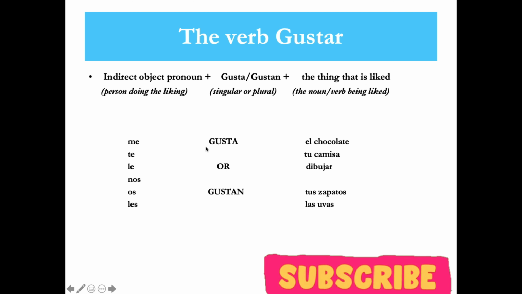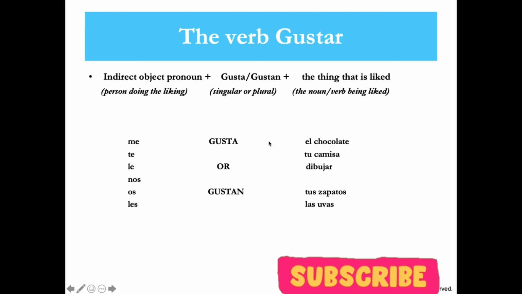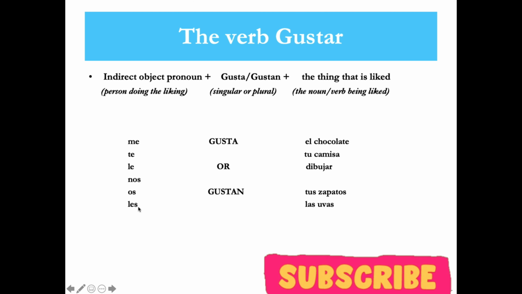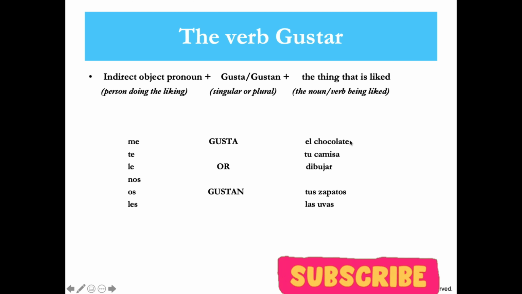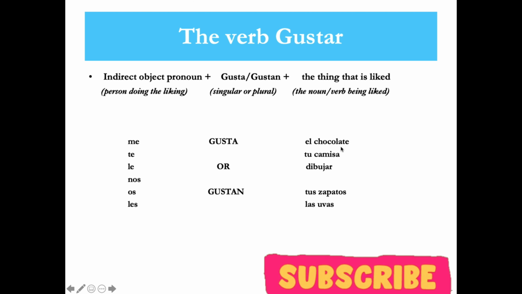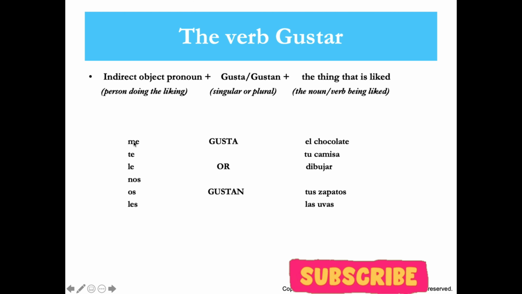Then you have either the singular form of the verb, which is gusta, or the plural form of the verb, which is gustan. And what determines which one to use is the actual thing, the noun or the verb, that is pleasing to the specific person. For example, me gusta el chocolate literally means the chocolate is pleasing to me, or I like chocolate.